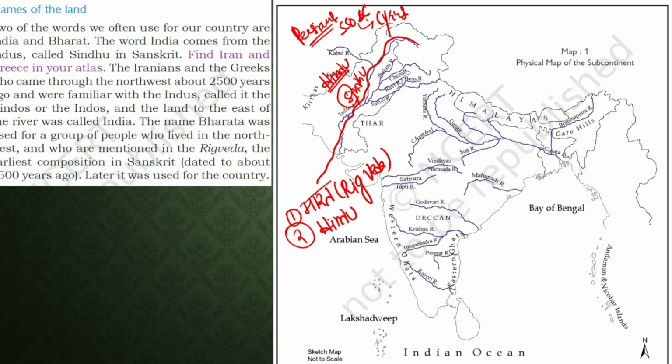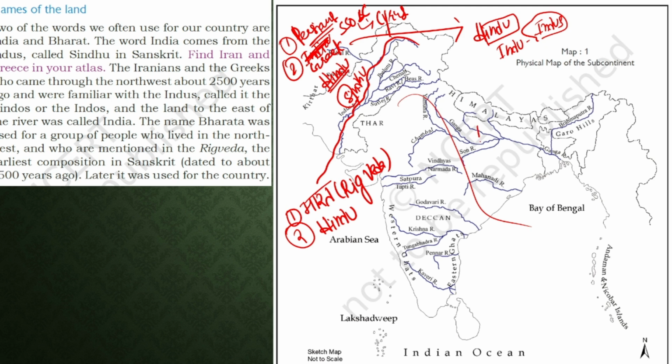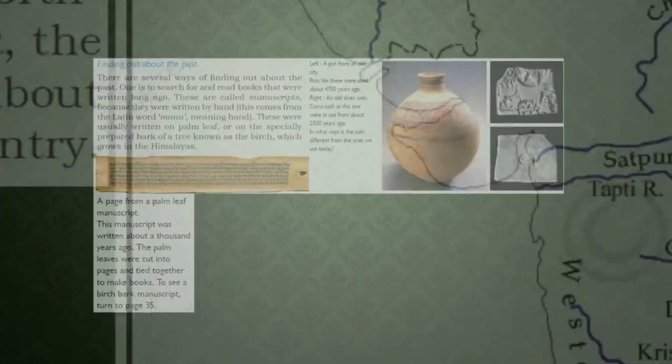People who were living on the eastern side of this river were called Hindu. Apart from the Persians, when the Greek people came to India around the 3rd century BC, they mispronounced Hindu. So they removed the H and started calling it Indu, and the plural became Indus. This is the way the river Indus got its name, and the people who were living on the eastern side of the Indus were known as Indians by the Greek people. This is the way we got these names, as mentioned in the writings.